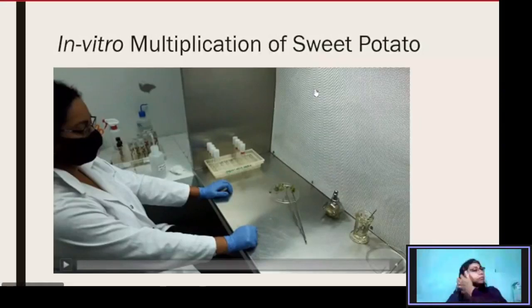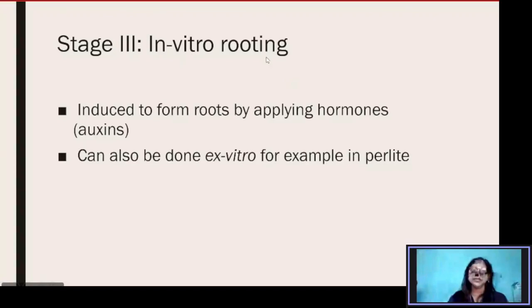Okay, moving on to stage 3, in vitro rooting. So once you have development of shoots in culture, we induce the formation of roots by applying hormones. Basically, we apply auxins in culture, in vitro, or ex vitro, which is out of culture. For example, rooting can be done in perlite for some crops.